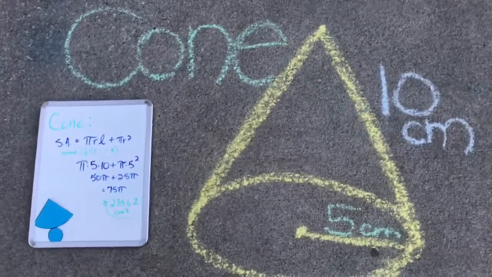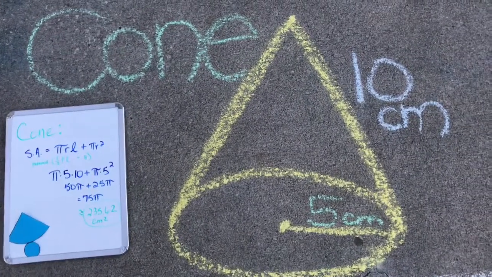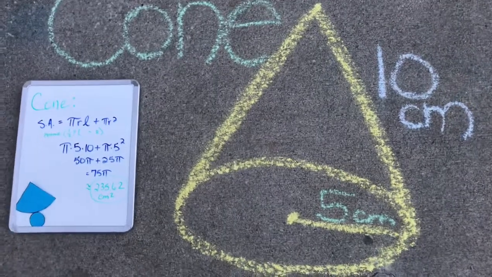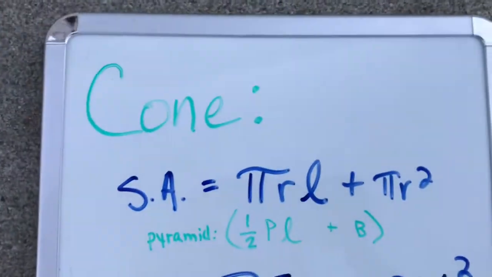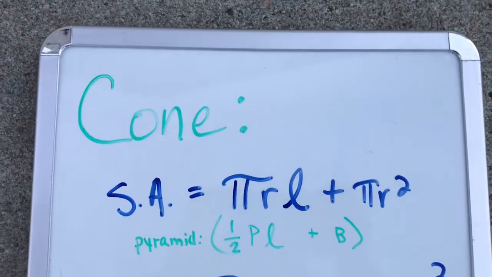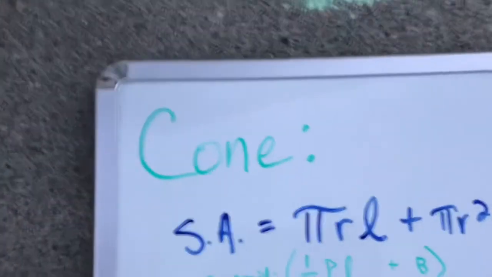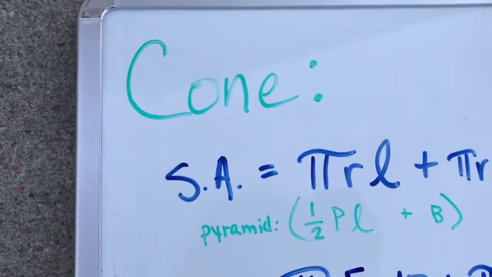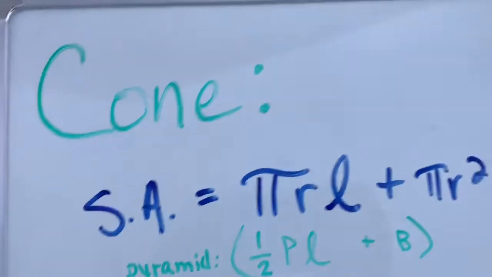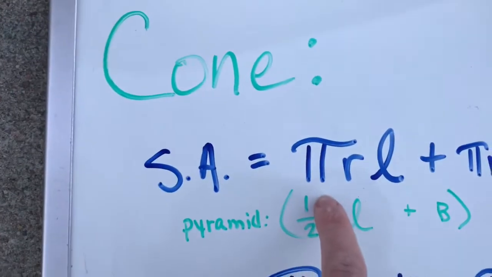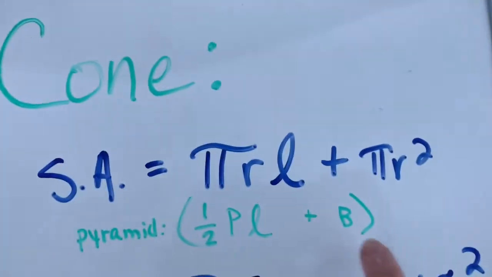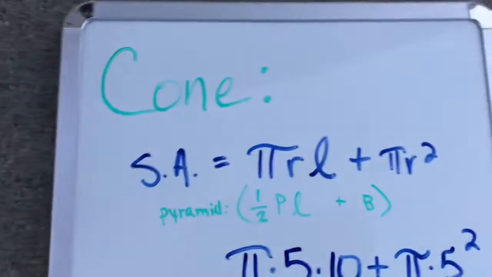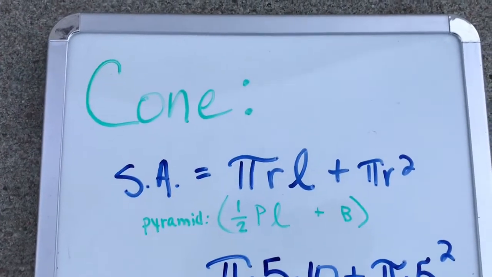Yay! If you know the pyramid, the cone is quite simple because it's basically the same thing. I put the pyramid formula right underneath. It's pi r l plus pi r squared. The pyramid was one half times the perimeter, and half of the perimeter would be half of the circumference. Circumference is 2 pi r, so half of the circumference would be pi r times the slant height plus B. B in this case is a circle, so it's pi r squared. Again, one that you can think through logically.